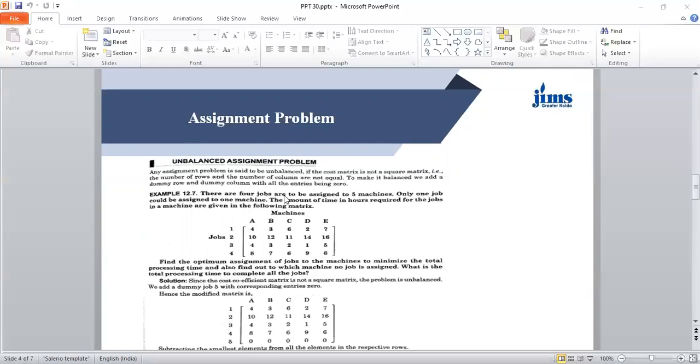Capital A, capital B, capital C, capital D, capital E. These are the machines, and 1, 2, 3, 4 are the jobs. These are the 4 jobs, and these are the machines. Any job could be performed on any machine, but one job could be performed only on one machine, and one machine can take up only one job at a time. So the time required to complete, say, job 1 on machine A is 4 hours, that on machine B is 3 hours, that on machine C is 6 hours, that on machine D is 2 hours, and that on machine E is 7 hours.